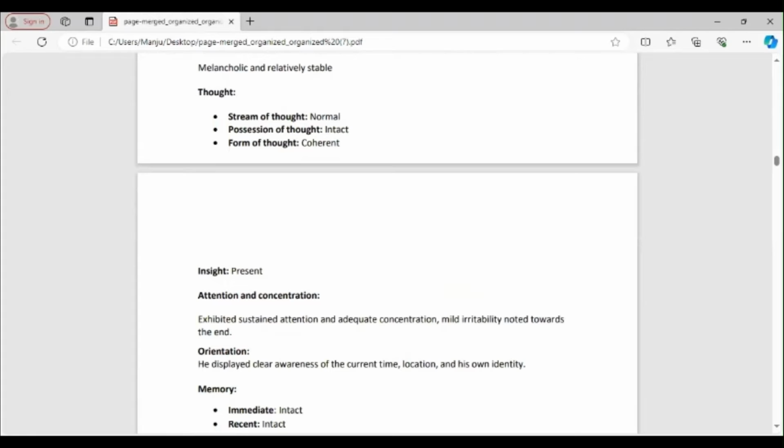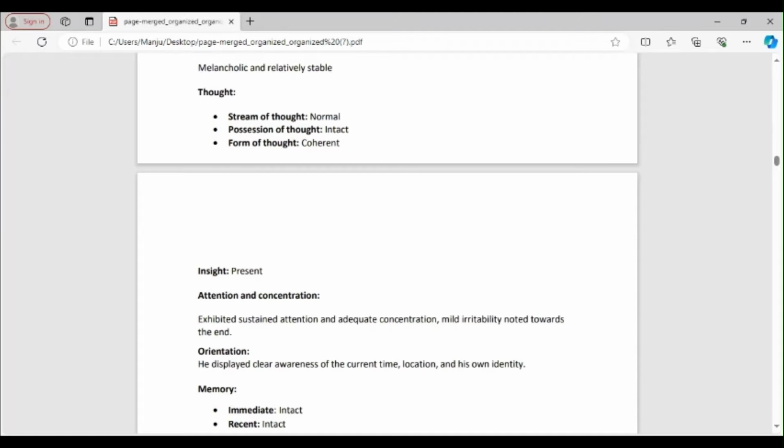Thought includes stream of thoughts, which refers to the continuity and coherence of a person's thought process. Possession of thought, this evaluates the patient's ability to recognize and maintain control over their own thoughts. And form of thoughts refers to the structure and organization of patient's thoughts, assessing their logical coherence. Insight, it is assessed by evaluating the patient's awareness and understanding of their own thoughts, behaviors, and consequences of their action.